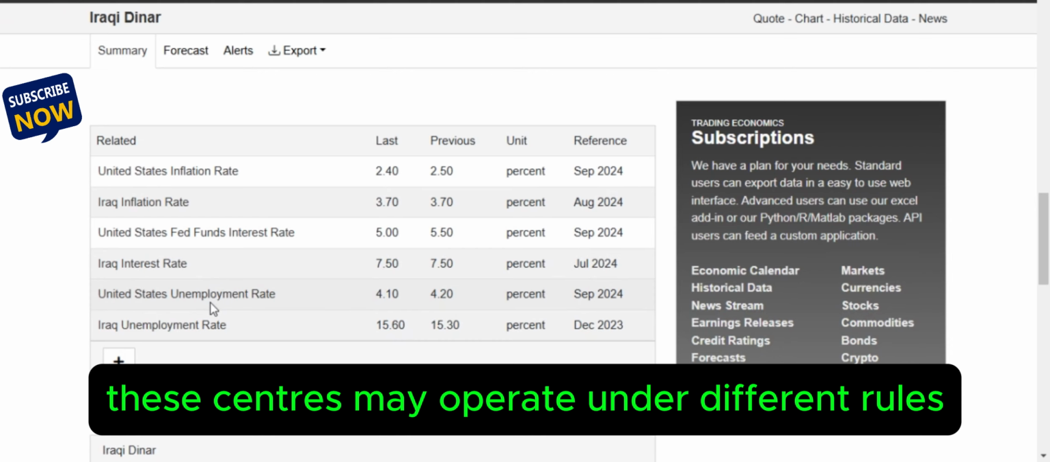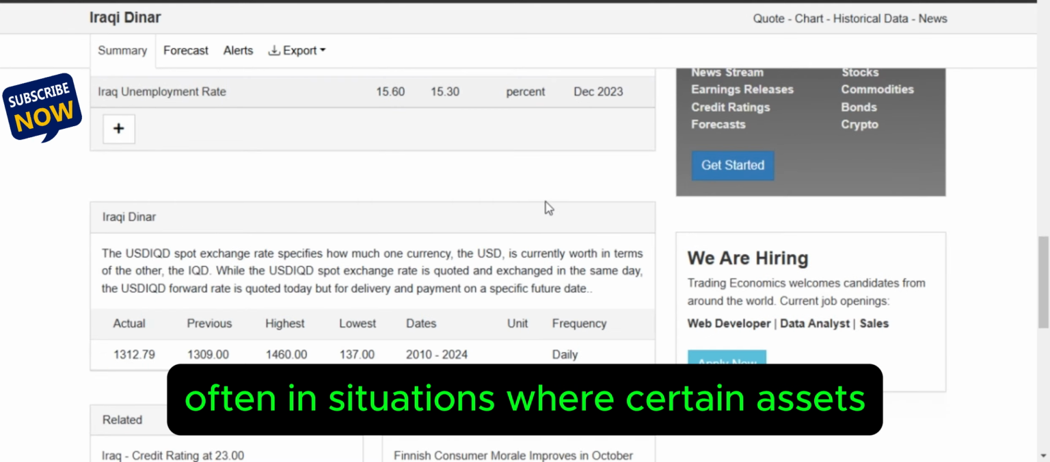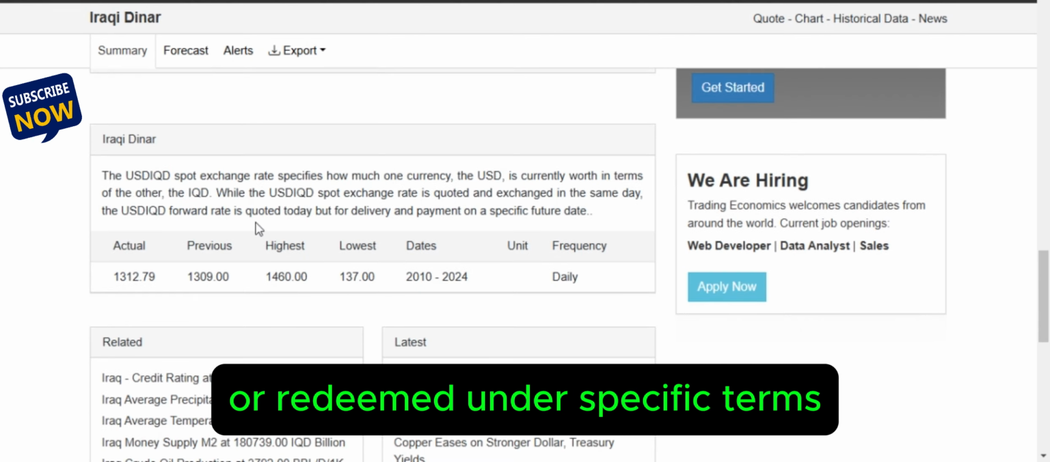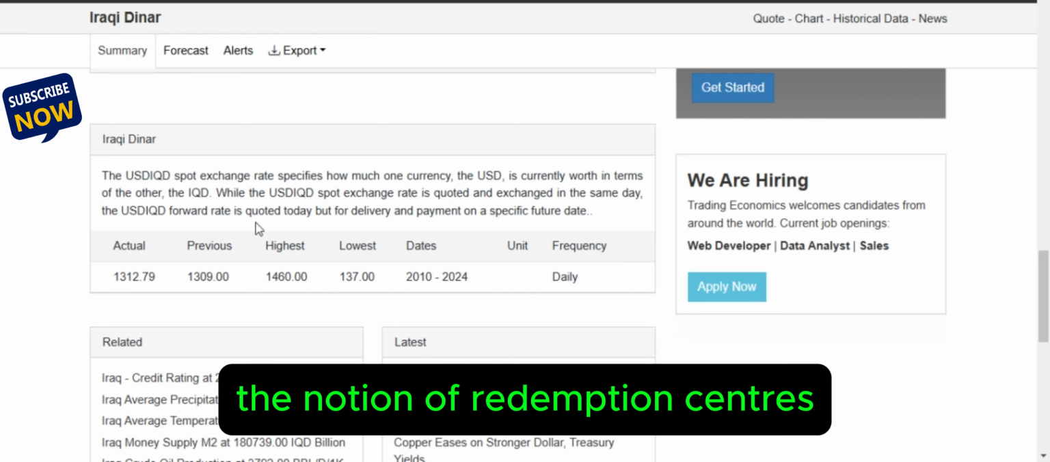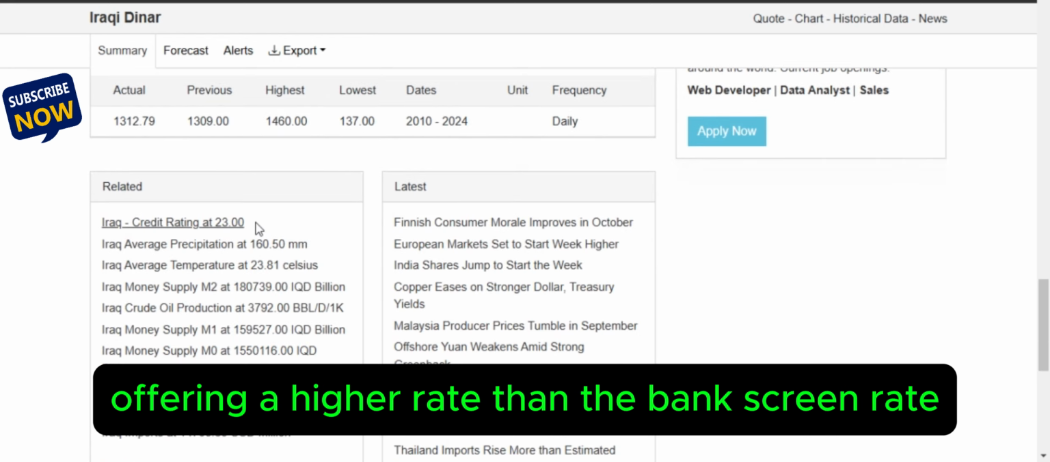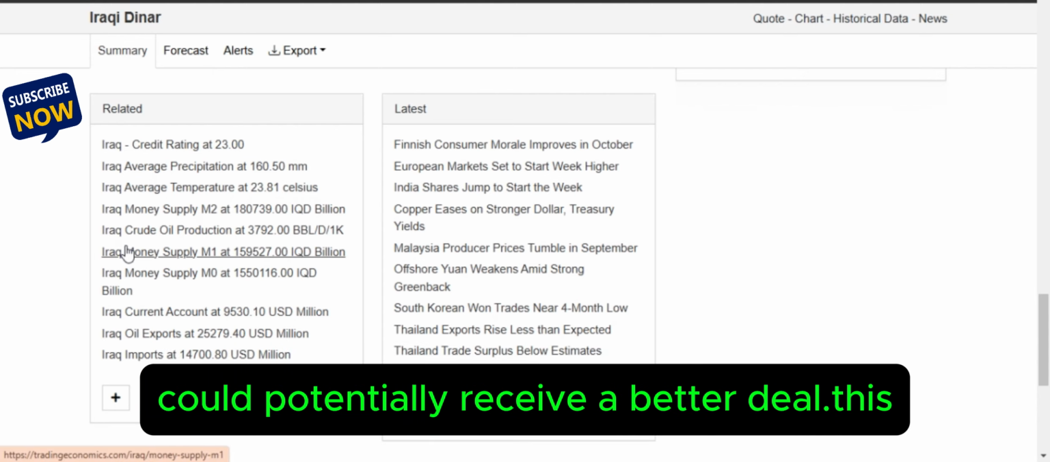These centers may operate under different rules and offer special rates, often in situations where certain assets or currencies are being bought back or redeemed under specific terms. The notion of redemption centers offering a higher rate than the bank screen rate implies that individuals who exchange their Iraqi dinar at these locations could potentially receive a better deal.